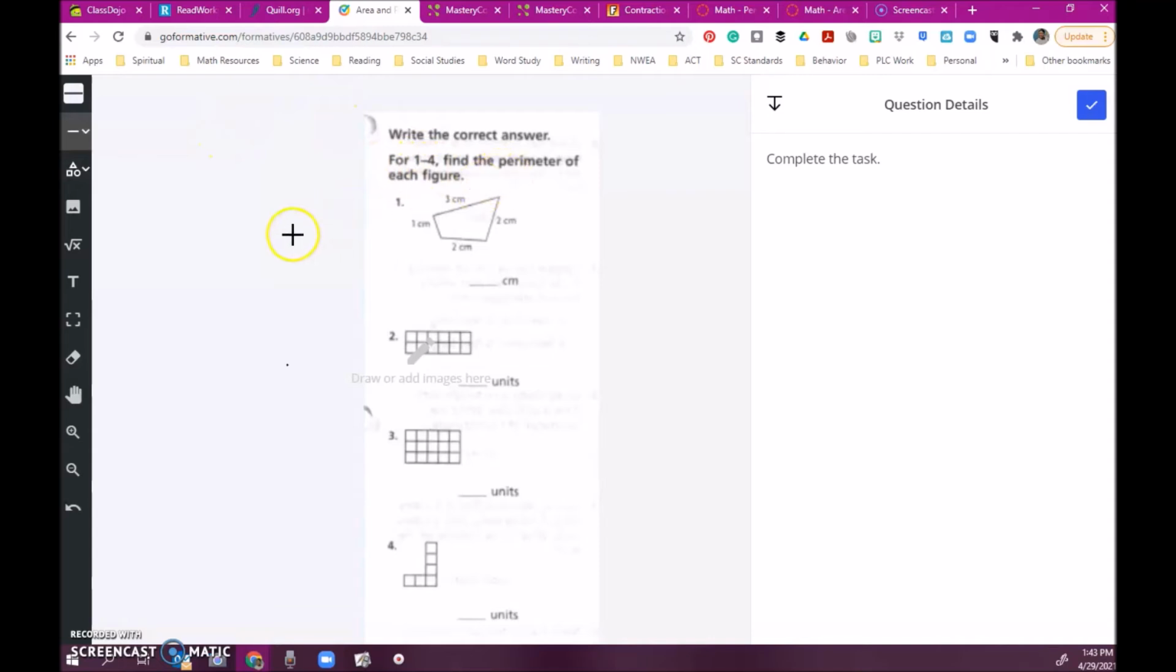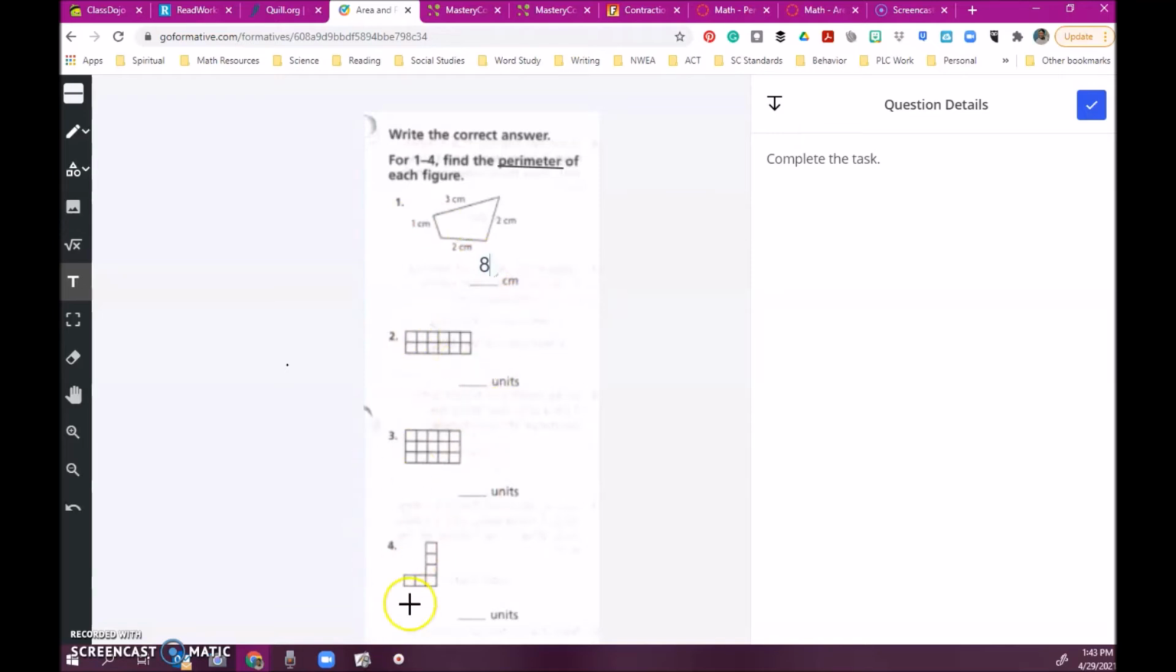This doesn't ask us to do the area anymore. It's asking us to do the perimeter. Good. What is perimeter? Perimeter is adding all the sides. So for this task, we simply have to go around and add all the sides. So here I see 3, and I have 2. 3 plus 2 is 5, plus 2 more is 7, plus 1 more makes this 8. 8 centimeters, and it's already marked for us.